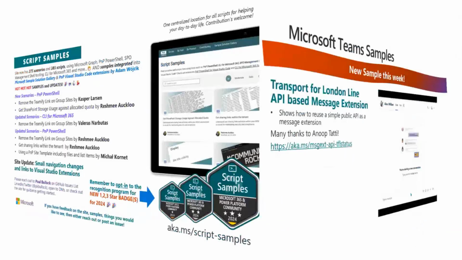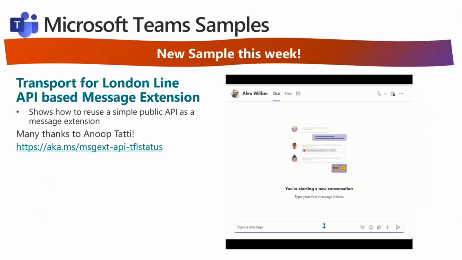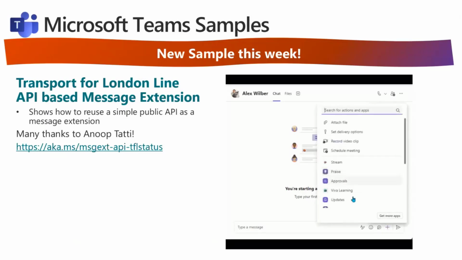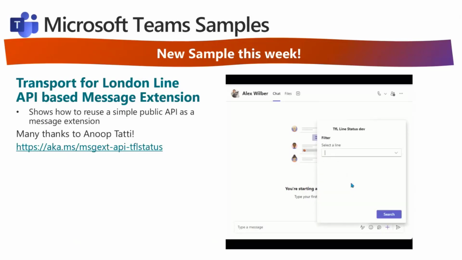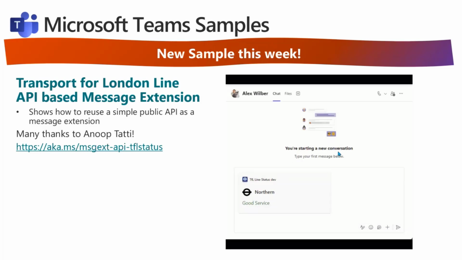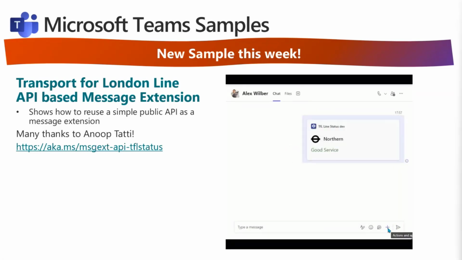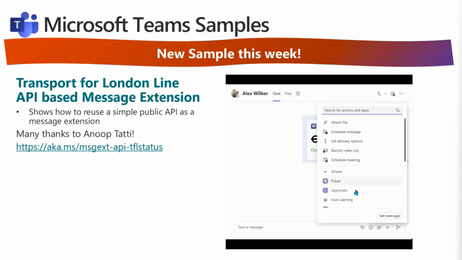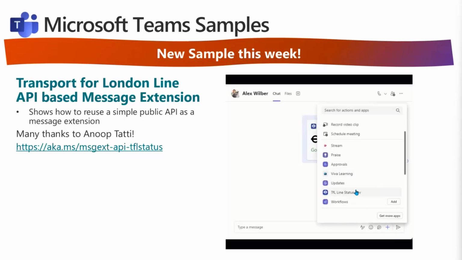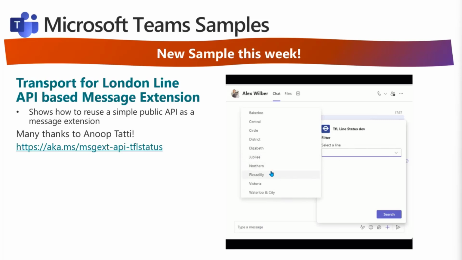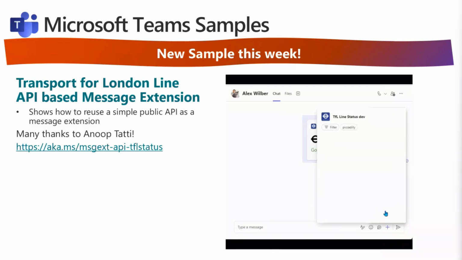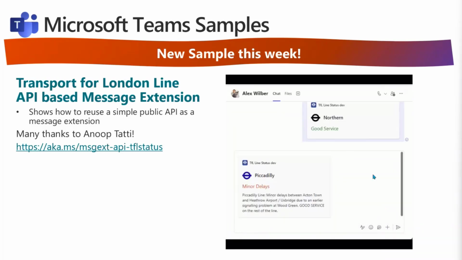Okay, let's talk about Teams samples. Bob is out today, but we wanted to talk about the Transport for London Line API-based message extension. It shows how to reuse a simple public API within Teams, which is really, really cool. Thank you, Anoop, for that. We really appreciate everybody pitching in and contributing to the community. We would not, again, have what we have without you all. So thank you. I'll put that link in the chat. You can check out more at aka.ms/msgext-api-tfl-status. I know, it's like, how do you not remember that?